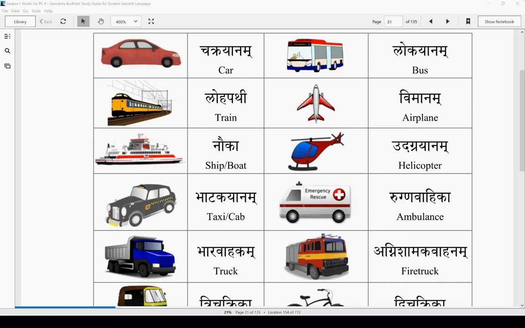But this Chakrayanam is also found in some of the older Sanskrit koshas, Sanskrit dictionaries, as one used for pleasure conveyance, general journey. That's why I have picked up this word, Chakrayana.